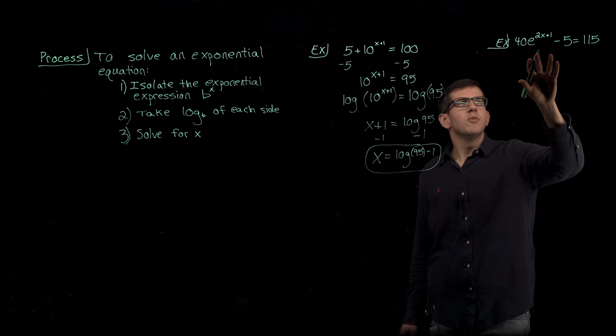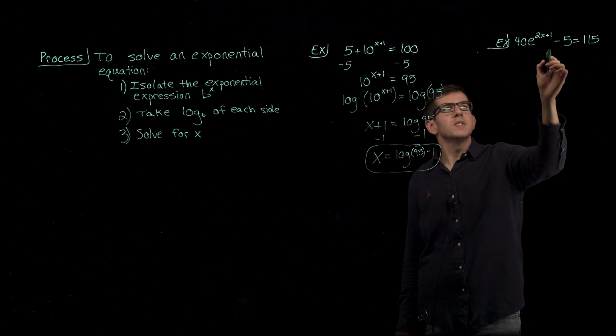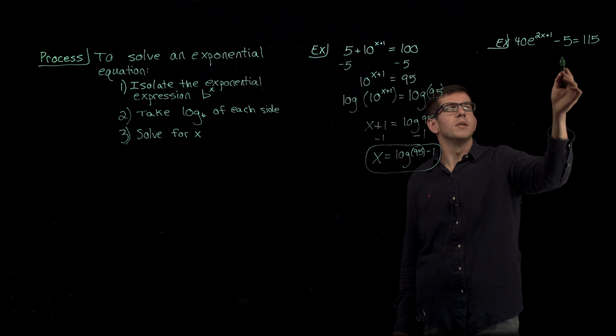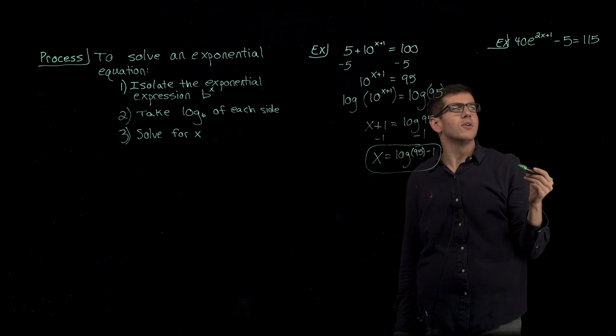Next, I want you to take a moment, pause the video, and see if you can solve this problem of 40e to the 2x plus 1 minus 5 equals 115.